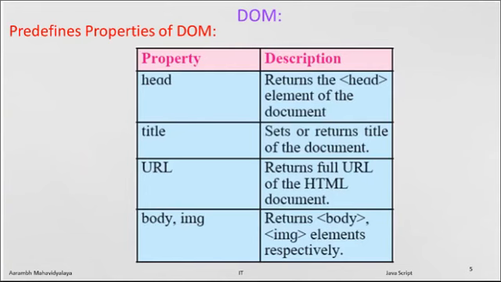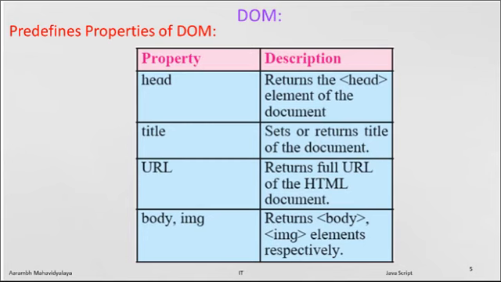The next one is predefined properties of DOM, that is, Document Object Model properties. First property is head. Head returns the head element of the document. That means whatever elements you provide under the head, those elements will be written by using this head property. Then title. Title sets or returns the title of the document. Just like when we provide any data under the title tag, it gets displayed on the browser's tab.